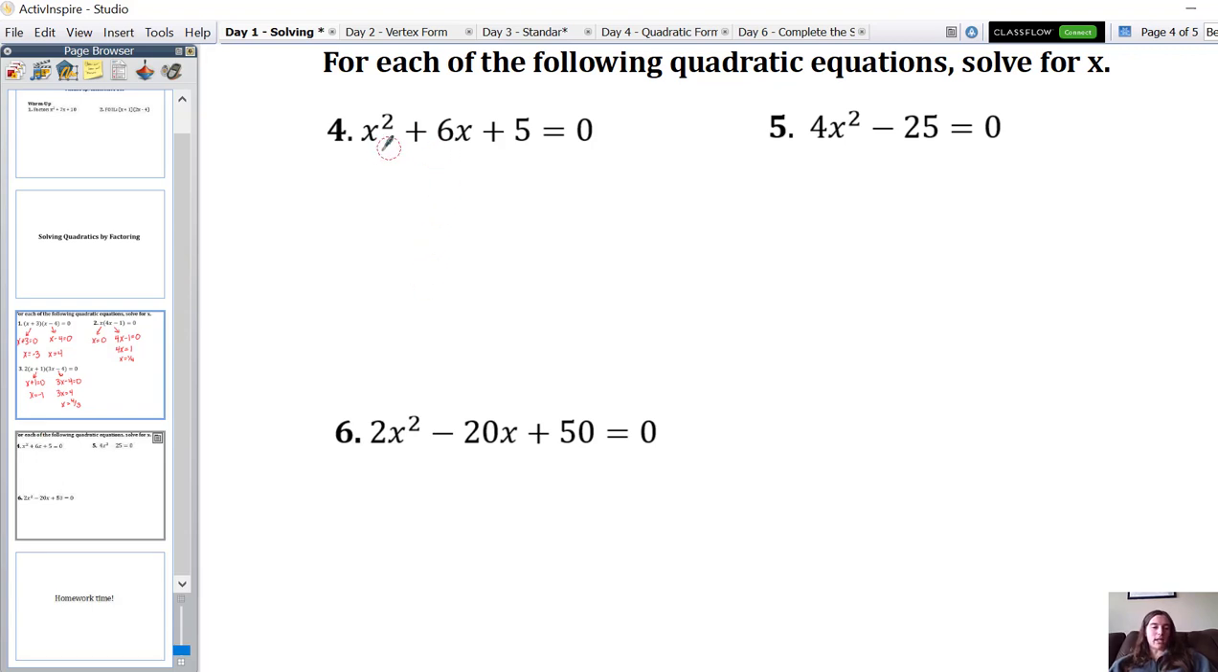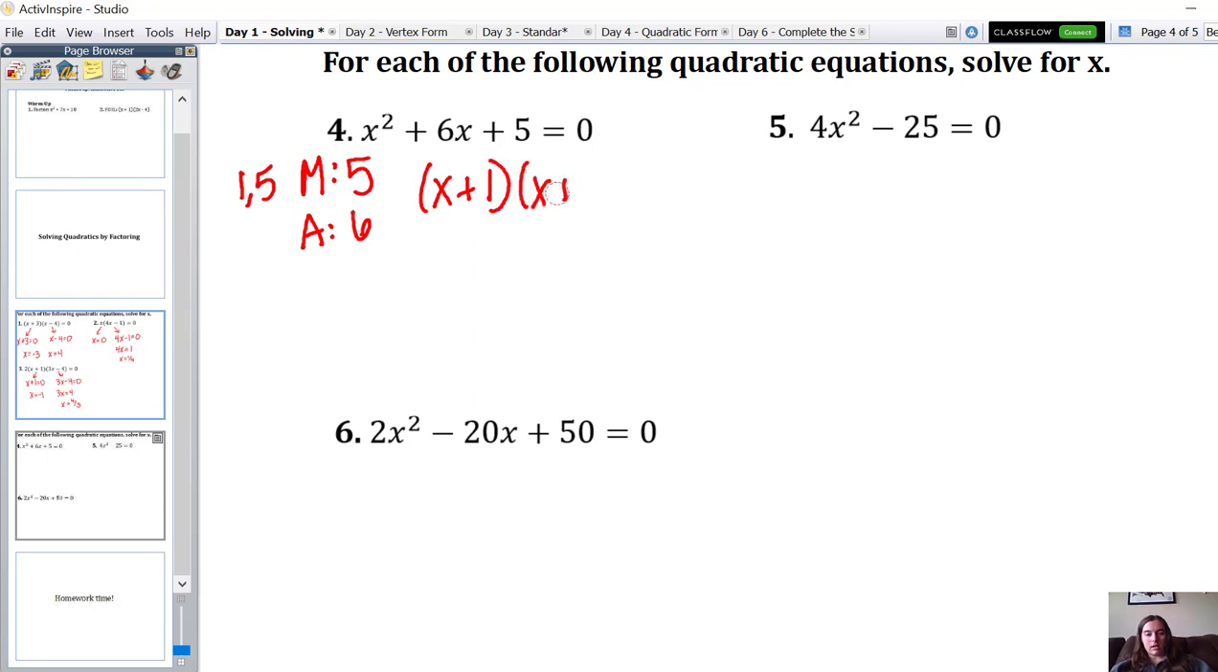In these examples, we need to factor these quadratics first, and then we'll do like what we did before where we set each factor equal to 0. So, when we're factoring this trinomial, we need to see what multiplies to 1 times 5, so what multiplies to 5, that adds up to 6, that middle term. Our multiples of 5 are just 1 and 5. 1 plus 5 does give us 6, so our factors are x plus 1 and x plus 5.